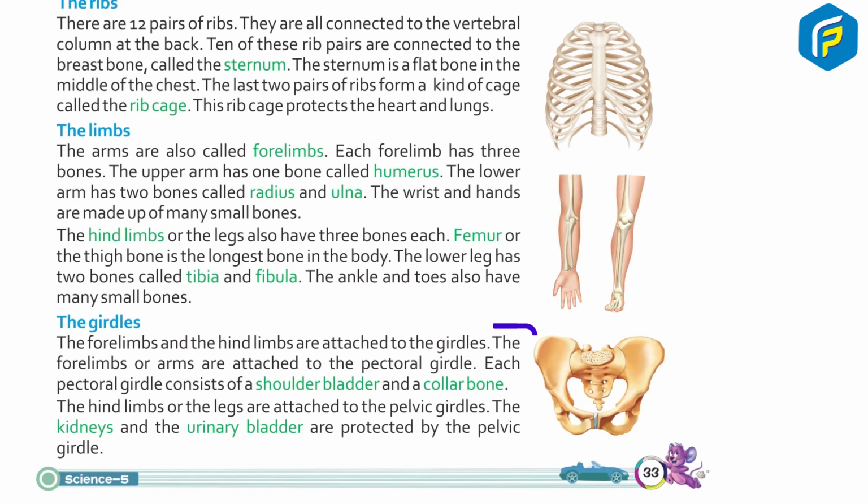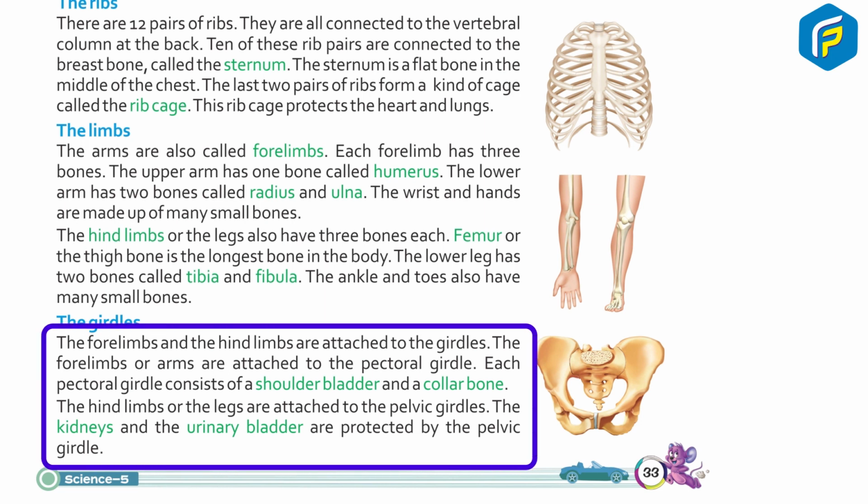The girdles. The forelimbs and the hind limbs are attached to the girdles. The forelimbs or arms are attached to the pectoral girdle. Each pectoral girdle consists of a shoulder blade and a collarbone. The hind limbs or the legs are attached to the pelvic girdle. The kidneys and the urinary bladder are protected by the pelvic girdle.